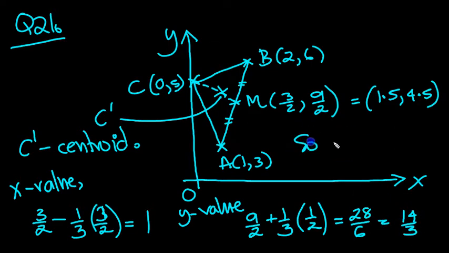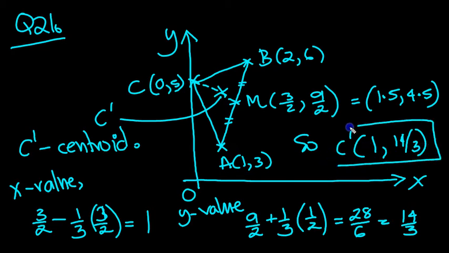Okay, so C dashed then, the centroid, has coordinates 1 and 14 over 3. There we go, there's the centroid of the triangle. Good, 21 done. Great.